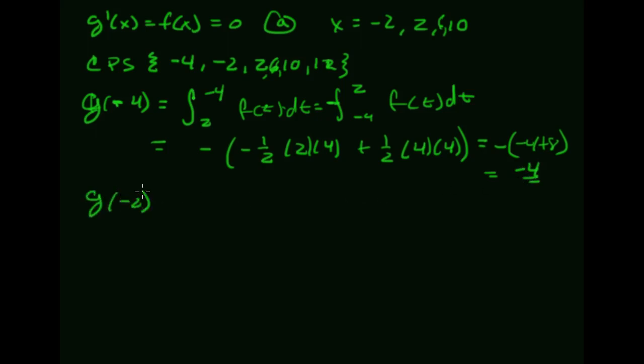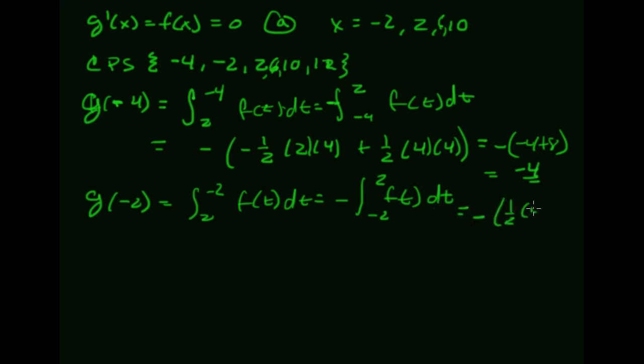All right, g of negative 2 is the integral from 2 to negative 2 of f of t dt, which is the negative integral from negative 2 to 2 of f of t dt, which is just the negative of the triangle with a base of 4 and a height of 4, which means that this is negative 8. All right, g of 2 is pretty simple because that's the integral from 2 to 2 of f of t dt, which is just 0.